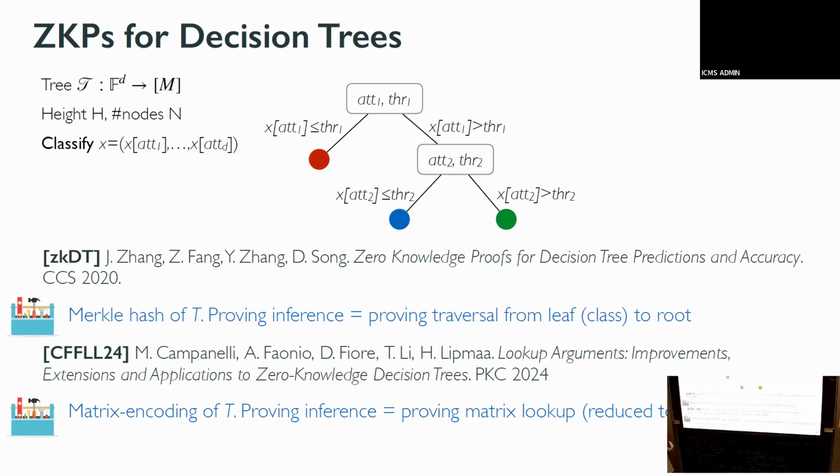I will skip the decision tree part, but you will find in the slides two main pointers on how to model decision trees with special purpose techniques. One uses a Merkle tree-based technique to encode the decision trees, where proving inference corresponds to proving correct traversal of this tree. In another work at PKC 2024, we use a matrix encoding of the decision tree that reduces decision tree evaluation to proving lookups over this matrix.